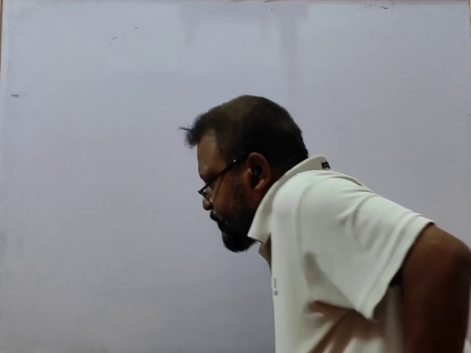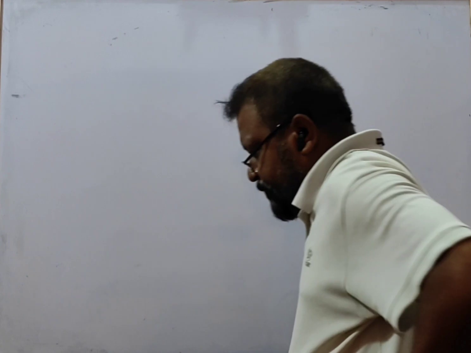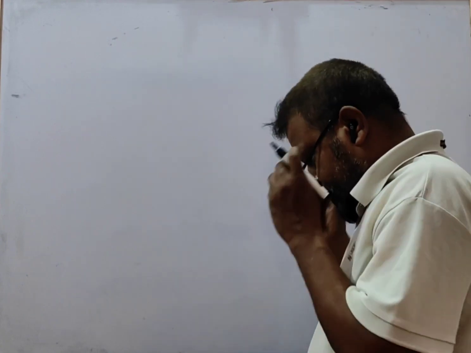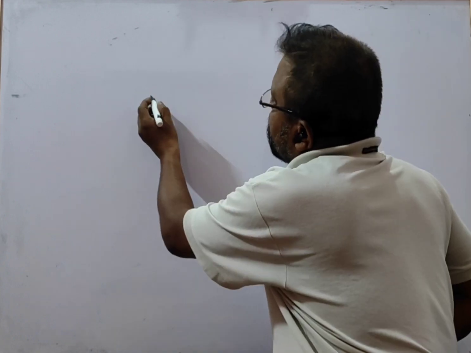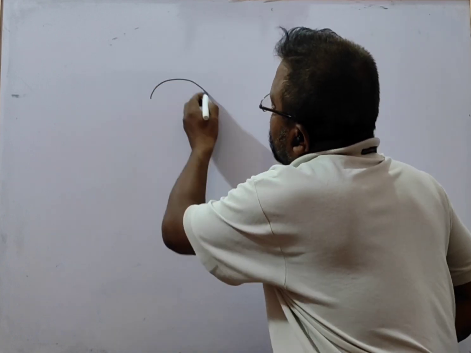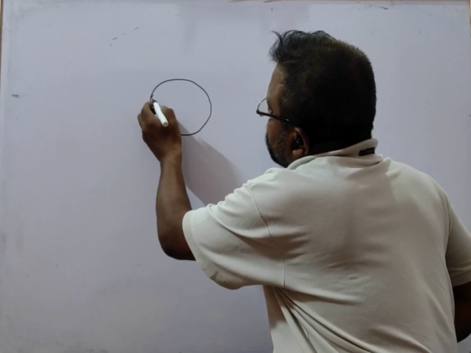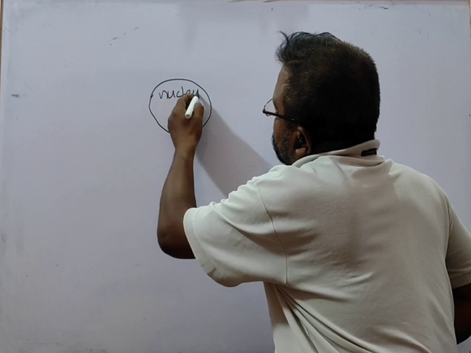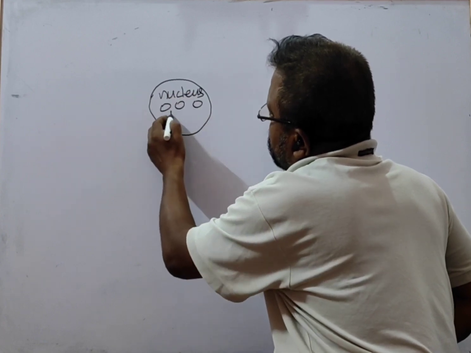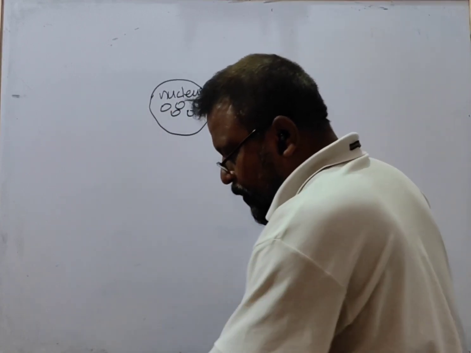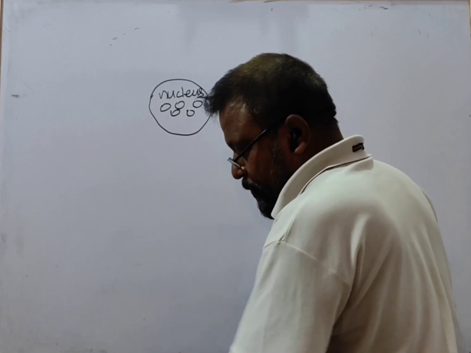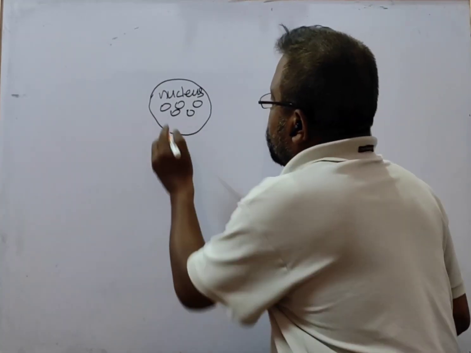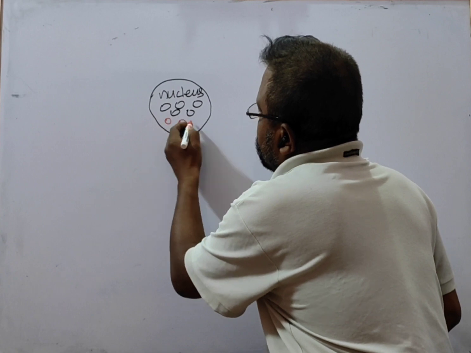So what did we study in atomic structure? Yesterday we made a figure, in which the atom has a nucleus. This is a nucleus, right? The nucleus contains protons, right? And an equal number of neutrons are also there. Neutrons are there, right?